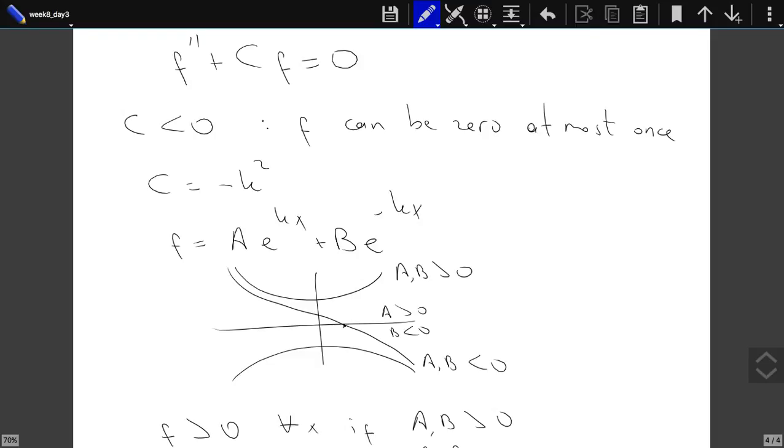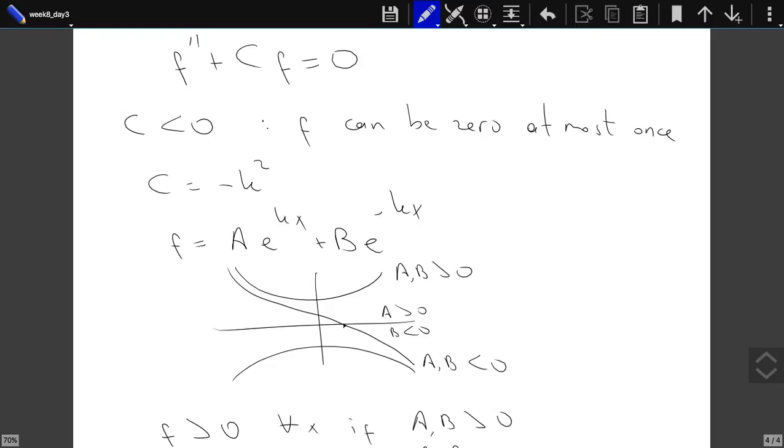So for example, if your boundary condition requires the f to have zeros at two different points, then you cannot have that constant to be negative. It has to be positive.